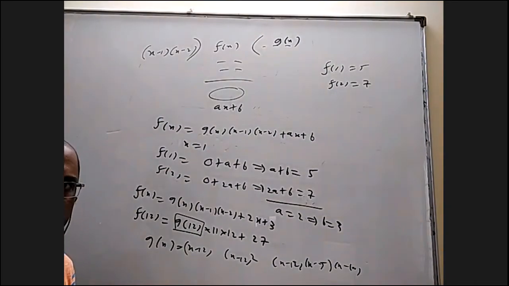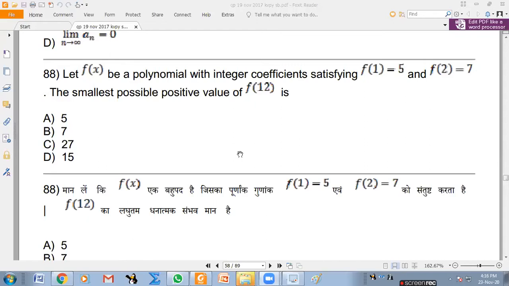Is this okay? Yes, sir. So that division algorithm, you should know one thing, and you should know that g of x has integer coefficients, and g of 12, even though we don't know, by treating it as an integer, the minimum we can get is 27.